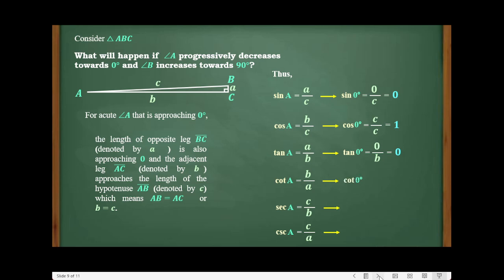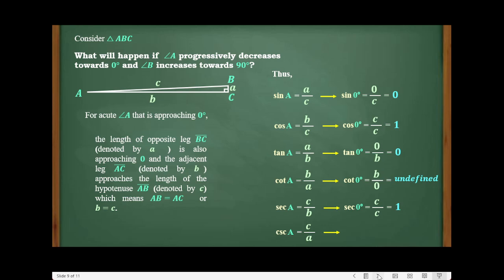Now, for the cotangent of 0 degrees, that is simply B over 0. And the result is undefined. In other reference material, any number divided by 0 is infinite. Okay? Next, secant of 0 is simply the reciprocal of cosine 0. So if we have C over C, that is also C over C, meaning that the adjacent leg will now be as long as the hypotenuse. So secant 0 degrees is equal to 1.